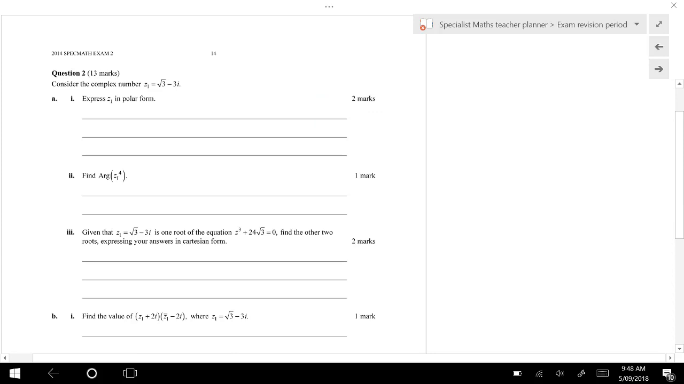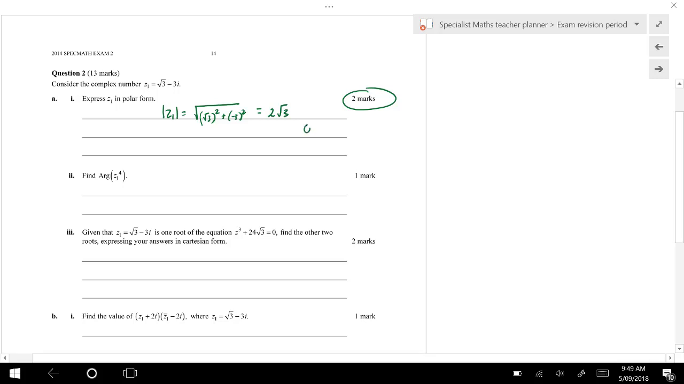Okay, now I thought this was pretty fair, but there were some tricks to it, especially towards the end. We're looking at a complex number, first of all in polar form, 2 marks, so there needs to be some evidence of working. I want to see that the modulus of Z1 is equal to the square root of root 3 squared plus minus 3 squared, which you can then just evaluate in your head. You don't have to show any more than that. That's equal to 2 root 3, or root 12.